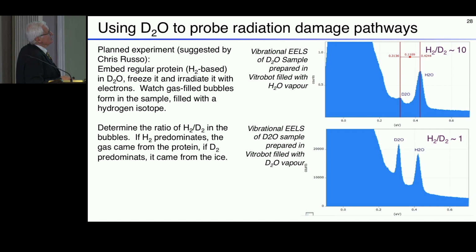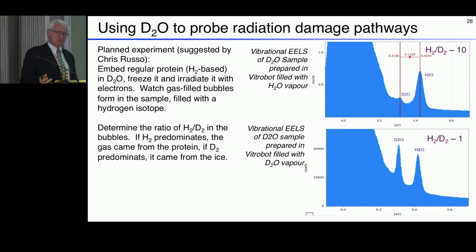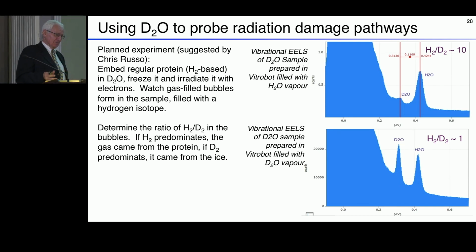And it turns out that you hardly got any deuterium, but if you swap the medium which provides the water vapor during the preparation process, this one was still done with regular water. The sample had D2O in it, but the medium providing the moisture had regular water. If you swap the vapor in the vitrobot, you end up with a spectrum like this, where the D2O signal is much enhanced, which is basically telling you the water that you have in the sample did not come from the sample itself, it came from the vapor phase that the sample was prepared in.